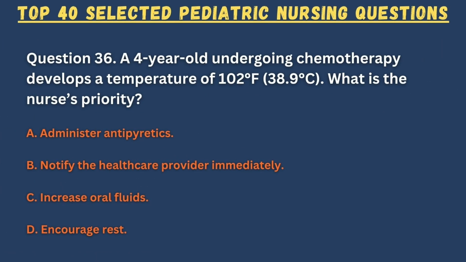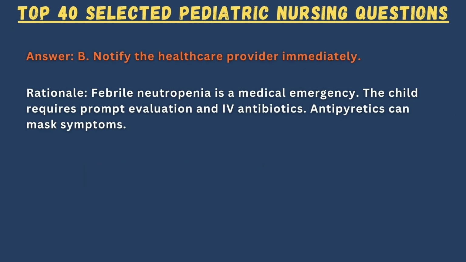Question 36. A 4-year-old undergoing chemotherapy develops a temperature of 102 degrees Fahrenheit, 38.9 degrees Celsius. What is the nurse's priority? A. Administer antipyretics. B. Notify the healthcare provider immediately. C. Increase oral fluids. D. Encourage rest. Answer. B. Notify the healthcare provider immediately.